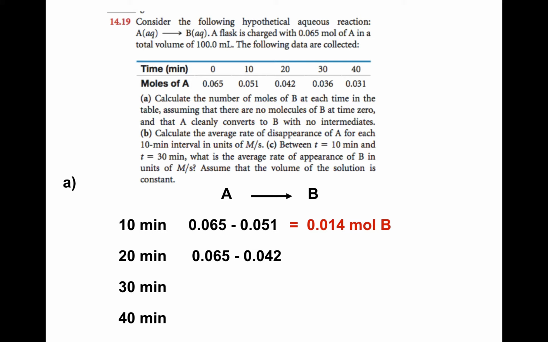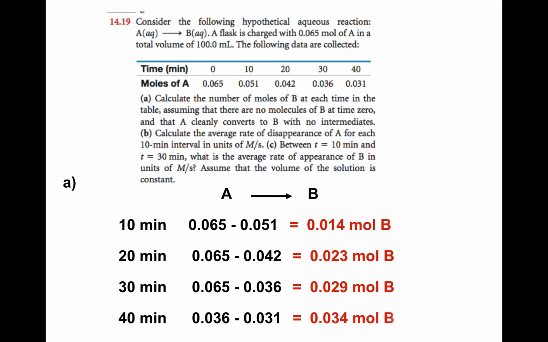After 20 minutes, the mole value of A has gone down to 0.042. If I subtract that from what I started with, this is how many moles of B have shown up after 20 minutes. And subtract how many moles of A you have left at 30 minutes from what you started. That's how many moles of B were made. And at 40 minutes. So, as A disappears, B is showing up.